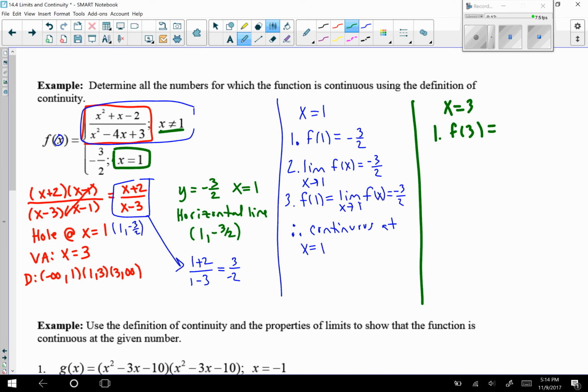So if I plug 3 into the original equation, or even the simplified one, you can still see that it makes your denominator 0 because there's a vertical asymptote there. Therefore, we know it's undefined here because of that vertical asymptote.